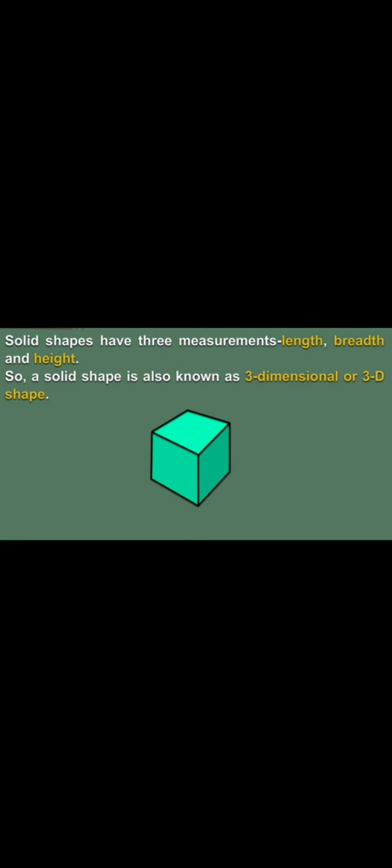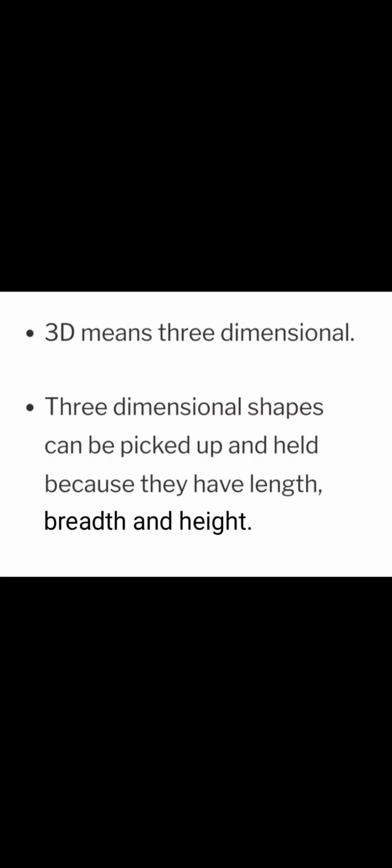And in the last class we have learned a little bit about three-dimensional shapes, but we have not gone into detail. So let us look here. Solid shapes have three measurements: length, breadth, and height. So a solid shape is also known as a three-dimensional or 3D shape. In short form, we call it a 3D shape. 3D means three-dimensional. So three-dimensional shapes can be picked up and held because they have a length, breadth, and height. I'm stressing this point again. Why three-dimensional? Because they have a length, breadth, and height. So the shapes which have length, breadth, and height are called three-dimensional or 3D shapes.